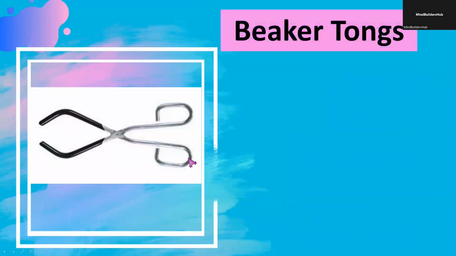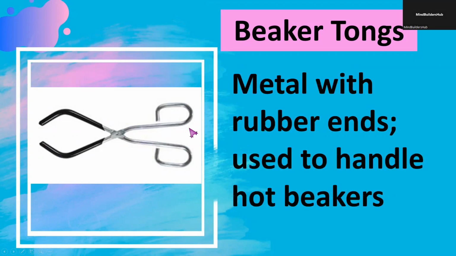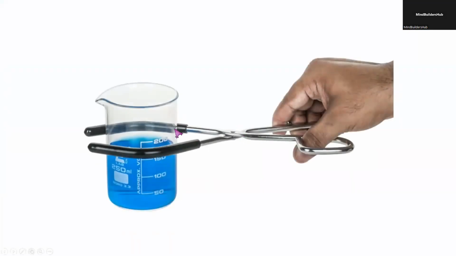Another one is the beaker tongs. Look at what it looks like. A beaker tongs is metal with rubber ends, for friction, of course, used to handle hot beakers. Do not hold hot objects with your bare hands. Use these tools. This is also how you're going to carry the beaker, from smaller to bigger ones, as it comes in different sizes.